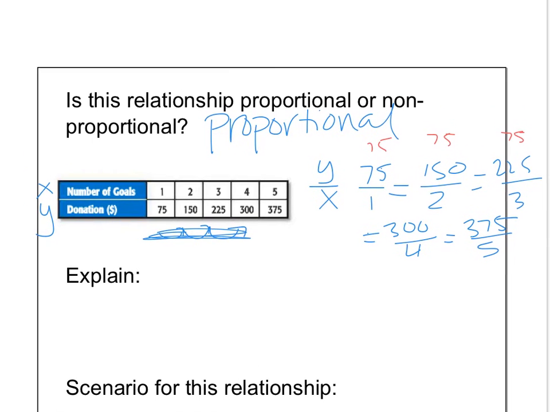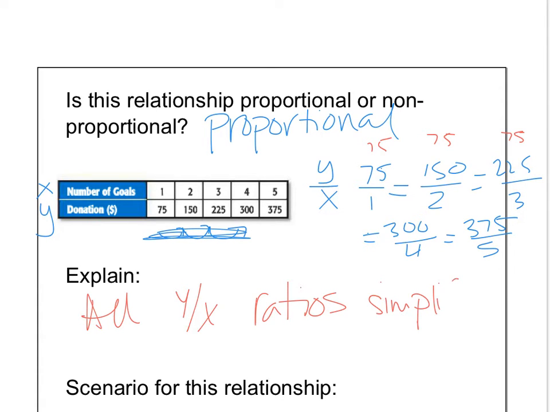If I'm asked to explain, I would say that the relationship between the number of dollars earned and the number of goals scored is proportional. And I would write all y over x ratios simplify to 75, or they are all equal.